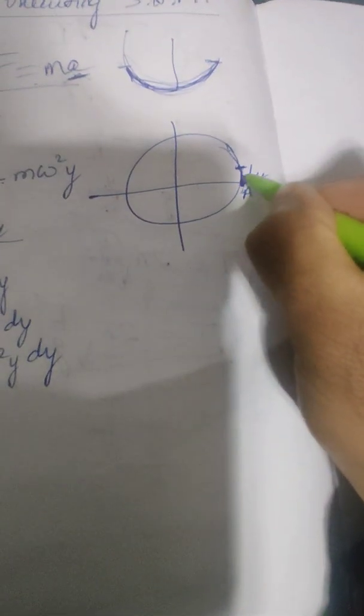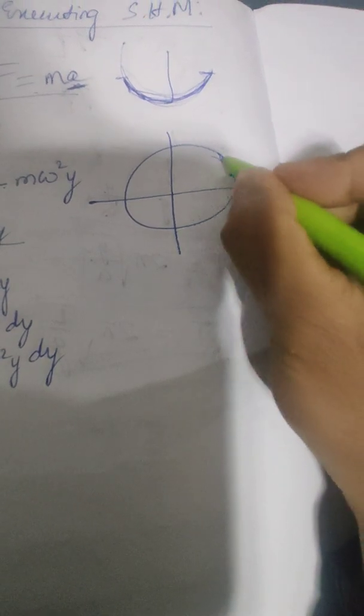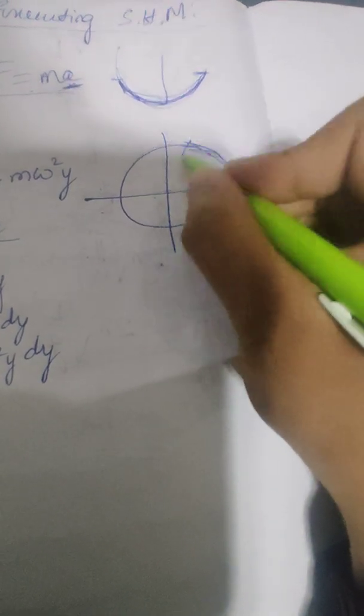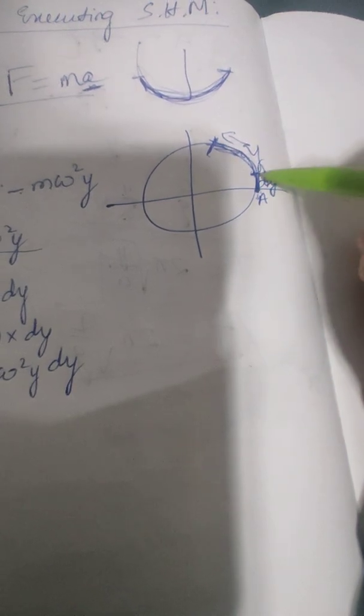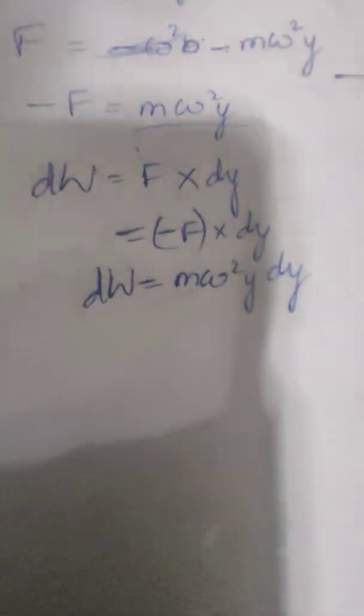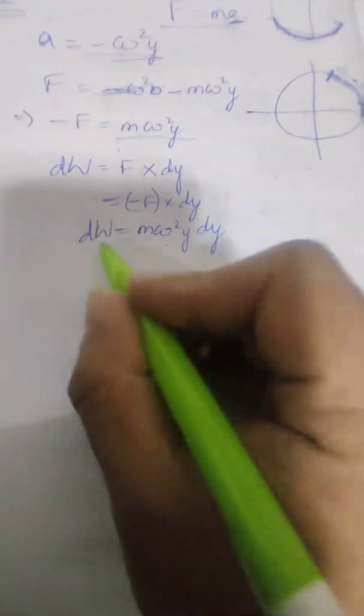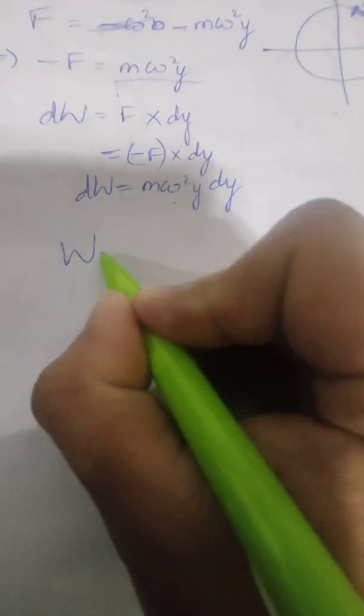Now we don't want just the work done to go to a small distance. We want the work done to go to a big distance, right? Up to this point, y, the distance traveled, the displacement. So in order to know the value for the big distance y, we integrate the small part, okay? That is the purpose of integration. If we integrate this small work done, we will get the total work done.